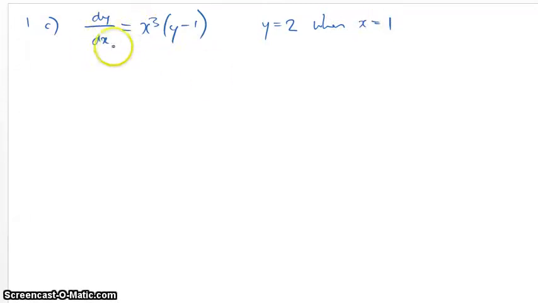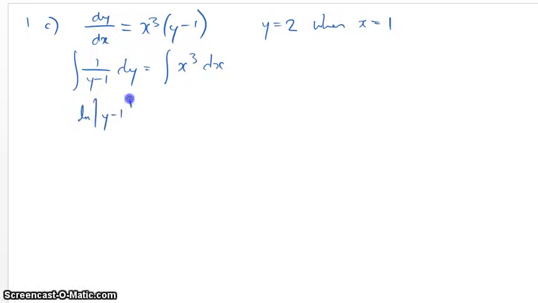So bringing that over, what do we get? We get the integral of 1 over y minus 1 dy is the integral of x cubed dx. In other words, ln mod y minus 1 is equal to 1 over 4 x to the 4 plus a constant of integration. I quite like to keep going before trying to substitute this in to find the constant c. So that's what I'm going to do.